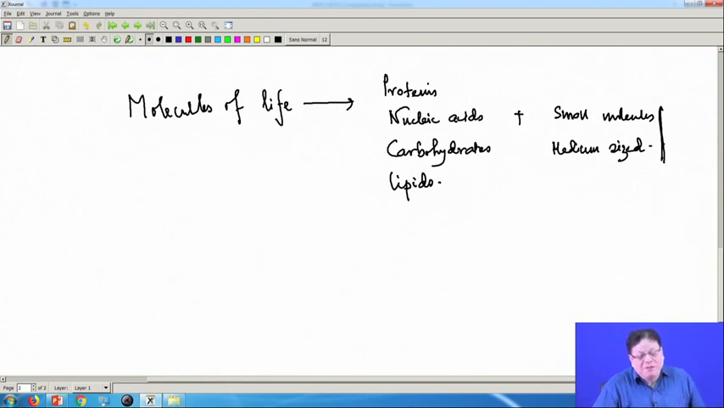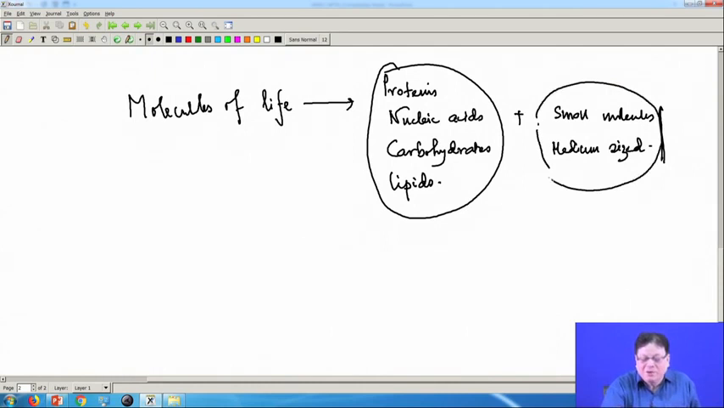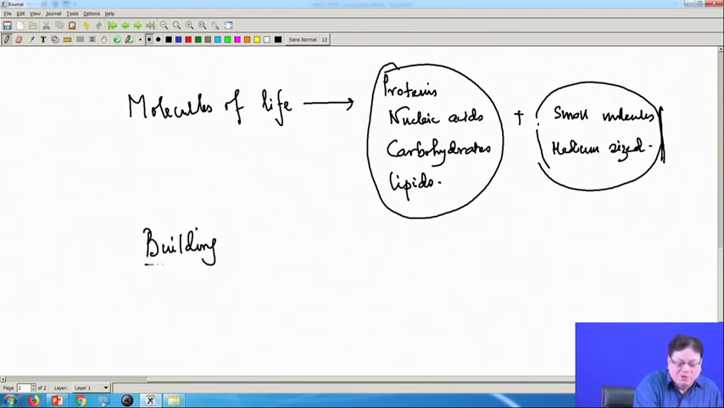These are also extremely important. Although these four are classified as the molecules of life, it will be very interesting to know that some of these small molecules are also extremely essential to maintain the life processes. Now, we were talking about the building blocks of these large molecules. And the first one was proteins.